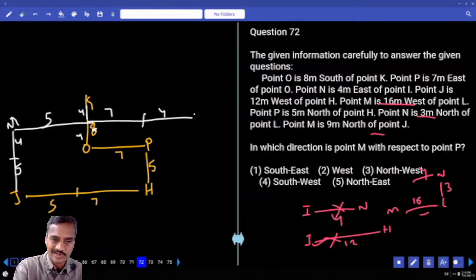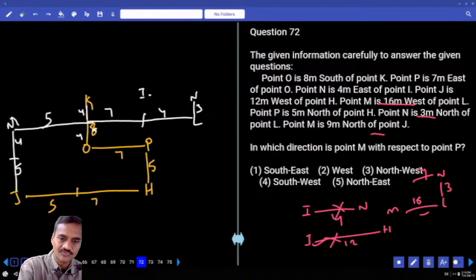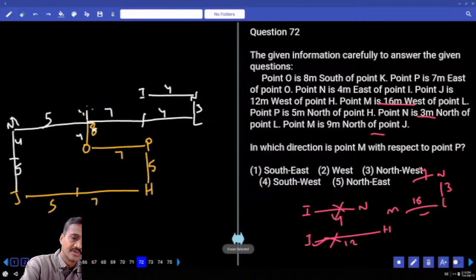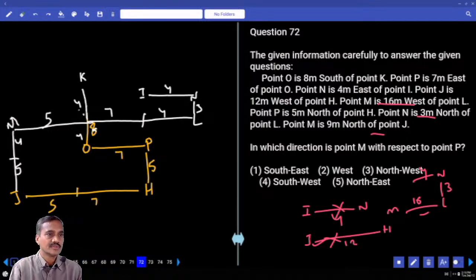Now what is this one? L. And L and N, the distance is how much? 3 meters. And N, what is the other thing we have? I. I and N, there must be exactly 4 meters. Are you getting this one or not? Now this K is somewhere here and which is 4 meters above this one. 4 meters. Now here the distance is 3.